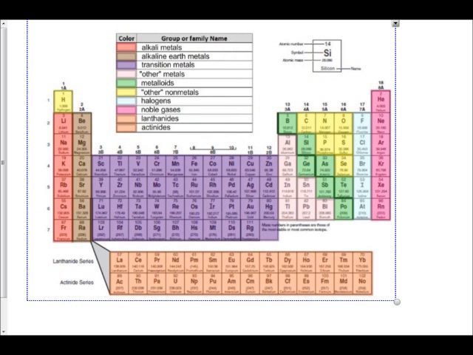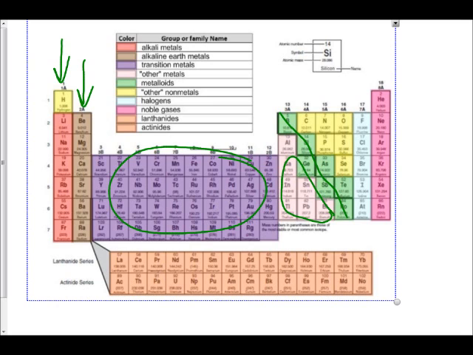Now lastly, you definitely need to look over your chart that you colored that looks like this. Make sure that you know that the alkali metals are right there. The alkaline earth metals are the one right next to it. Our transition metals are the ones here in the middle. Our other metals are this little section here. They don't really have a special name, we just call them other metals. And the metalloids are the green ones along the zigzag line.